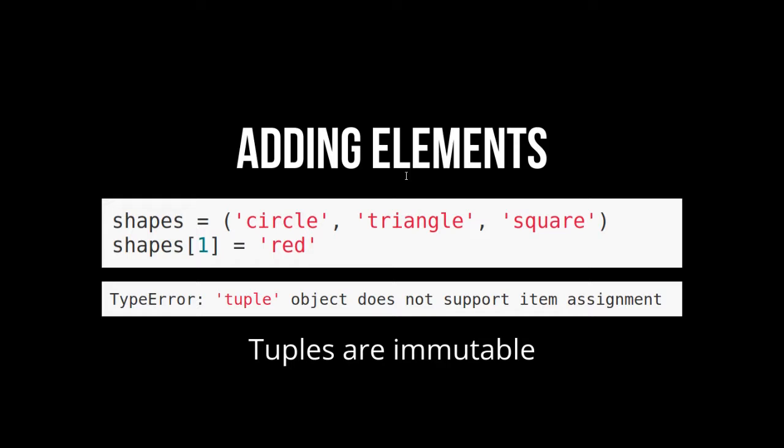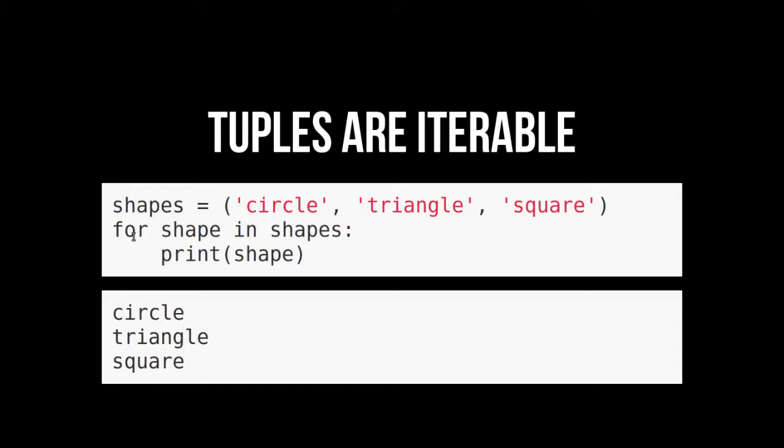Same thing with adding elements. Oh, this is a mistake. But yeah, this really shouldn't be here at all, but you can't add an element to it either. Tuples are iterable, just like lists. They're a collection of sequence data, so you can iterate through it.